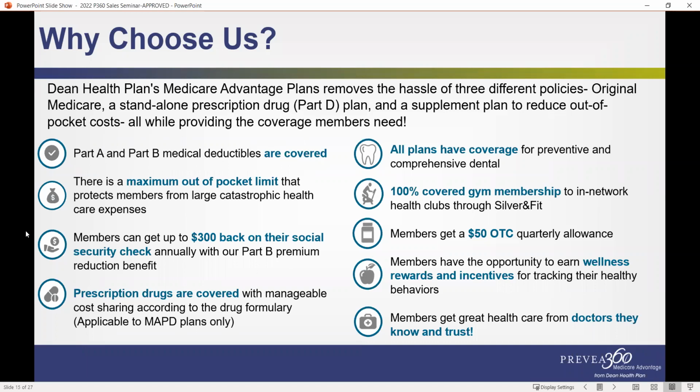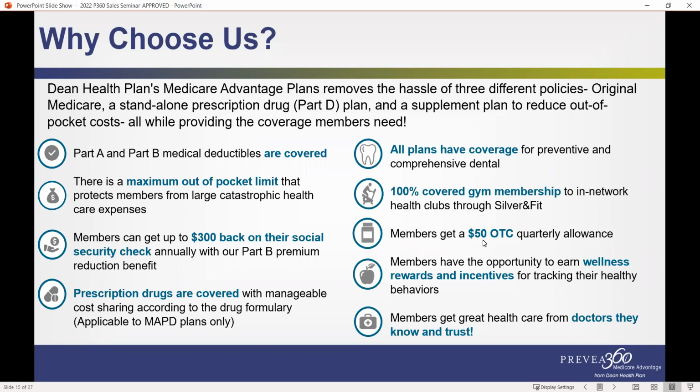Members can get up to $300 back on their Social Security check annually with a Part B premium reduction, and we'll talk about that when we get into the plans. Prescription drugs are covered with manageable cost sharing according to our drug formulary, and that is applicable only for our MAPD plan. We'll talk about that when we get into the plans. All of our plans cover preventative and comprehensive dental, 100% coverage for gym membership to an in-network health club through Silver and Fit.